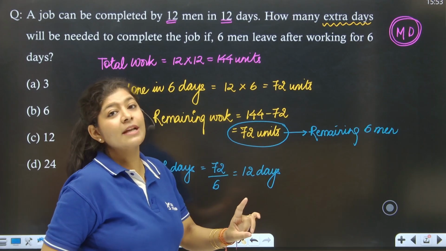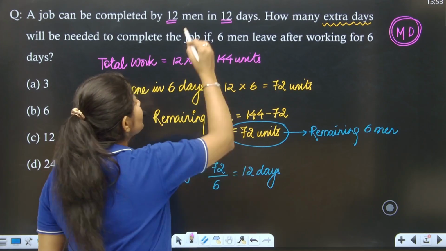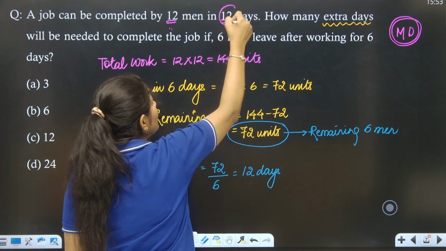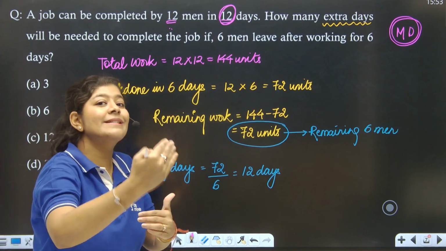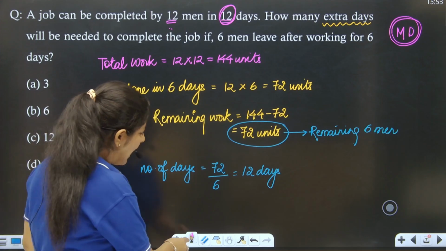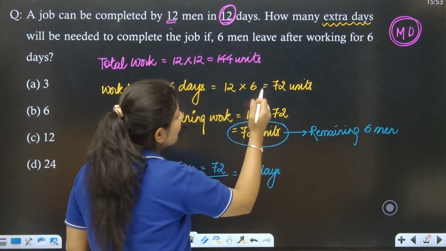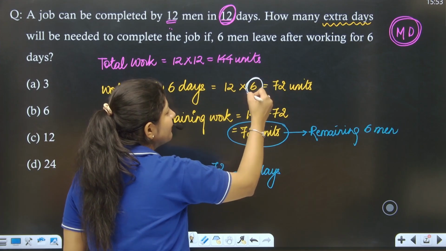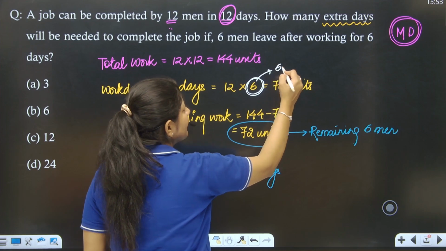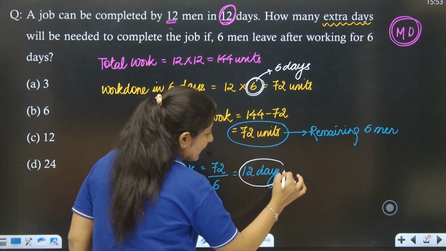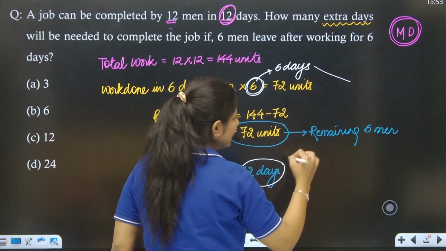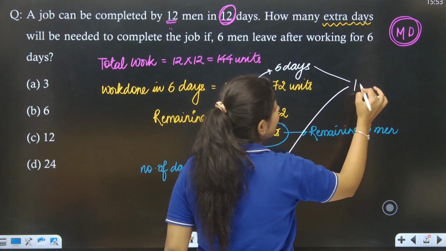But what is the question asking? Initially 12 men are taking 12 days, right? Now how many extra days are required? Initially 12 men worked for 6 days, and then we have 12 more days. That means the total that we have over here is 18 days.